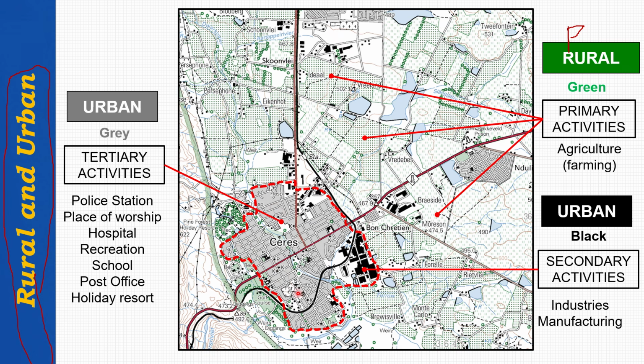And then where it's gray here, you'll find a lot of tertiary activities, a lot of service provision. Okay, so this part here, demarcated in red, this is my urban area. All around here, you see it's green. That's your rural area. You can see it's all primary activities there, and you will see them with green. You will see green there on the map.